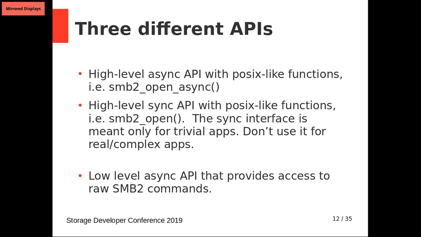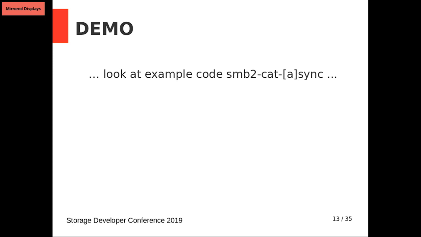Additionally, there is a low-level asynchronous API that provides just access to the raw SMB2 PDUs, where you can create an SMB2 create or an SMB2 query info, etc., and just provide whatever you want to send to the server. It might be useful, but you probably don't want to use that API either because it's probably too low level. We skip that one.